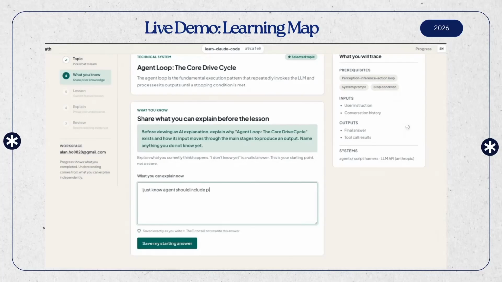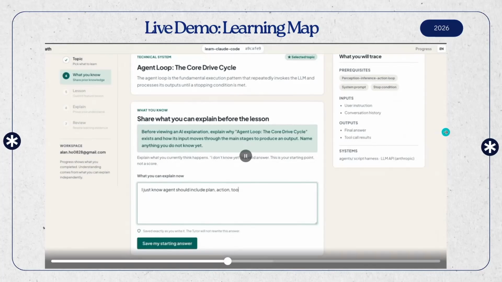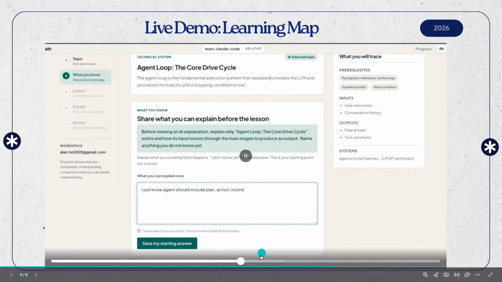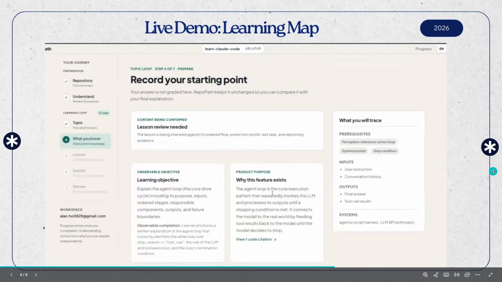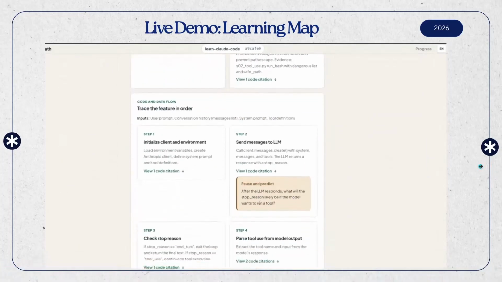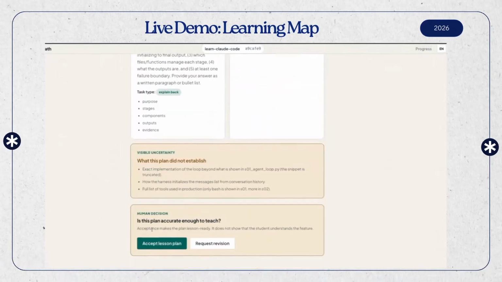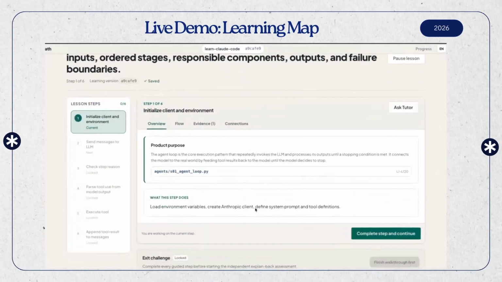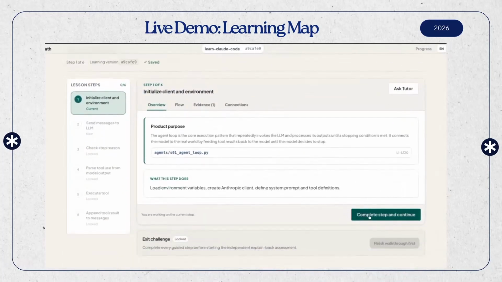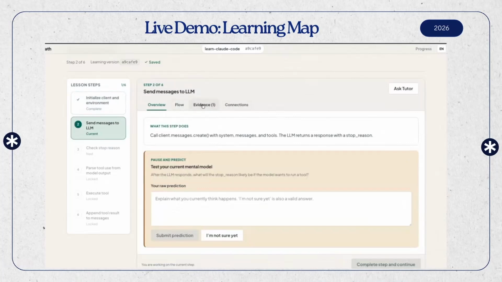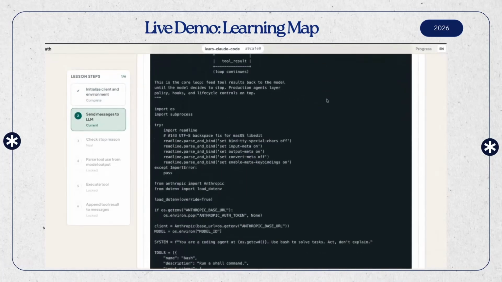RepoPath then creates an ordered, evidence-backed lesson. And if you don't understand what the code means, you can ask the tutor.